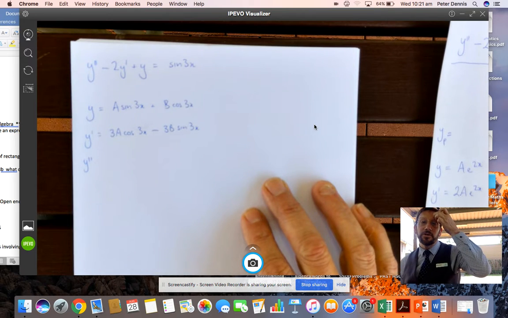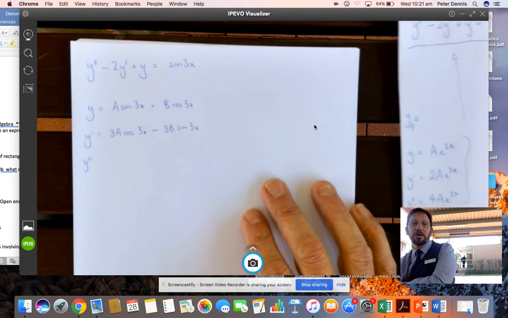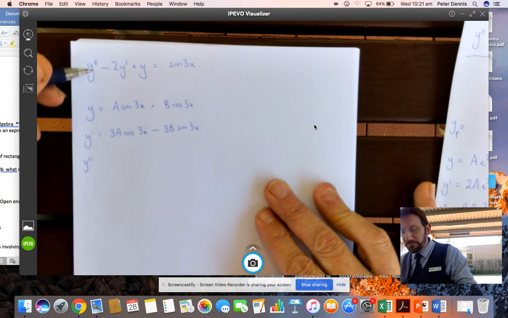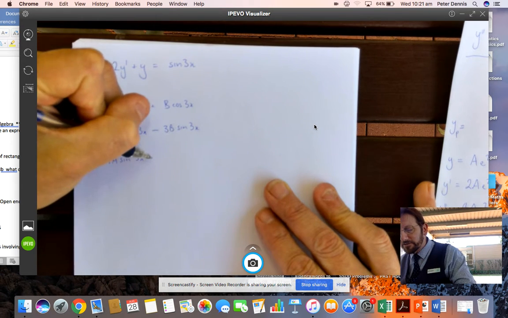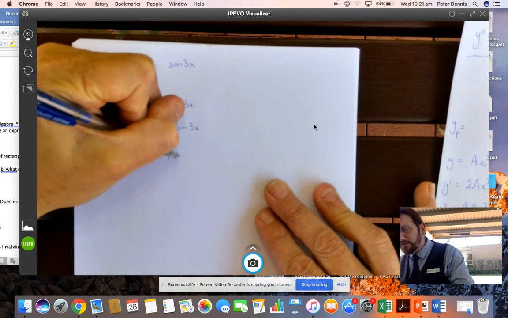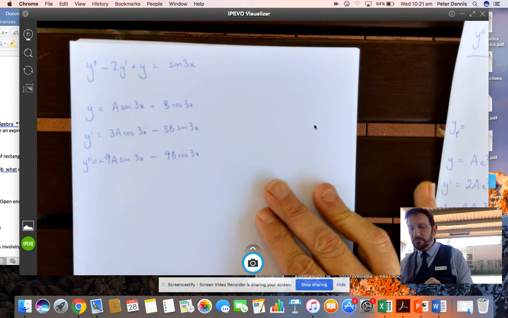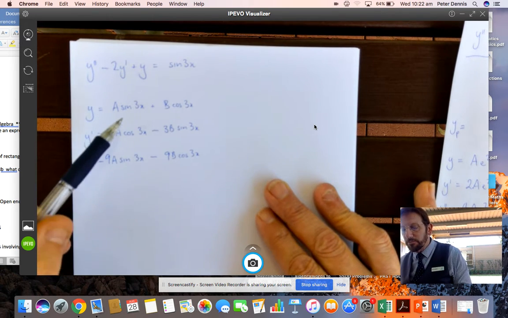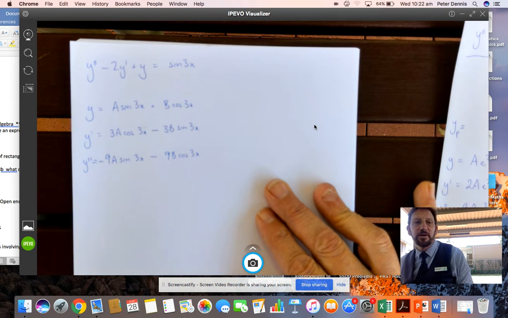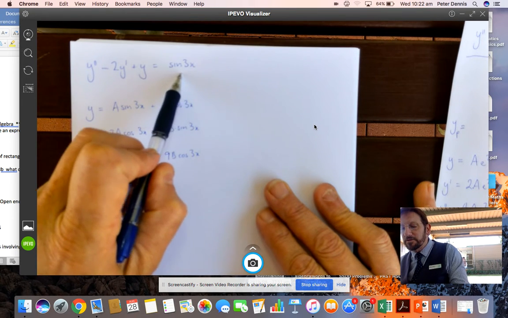And if it's a nice simple equation, e to the x, or sine, or cos, if this was a cos, you'd do exactly the same thing. Okay? And again, y double dash is going to be minus 9a sine 3x minus 9b cos 3x. Better put a minus in there. And again, we would look at these and find some simultaneous equations to find the value of a and b. And again, that would be our particular solution for this value over here.